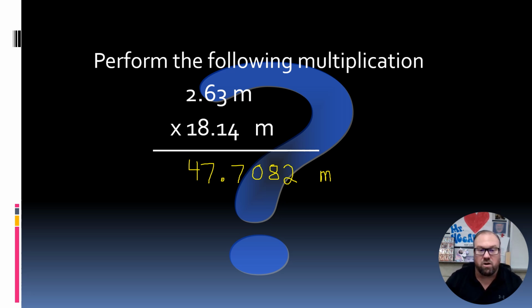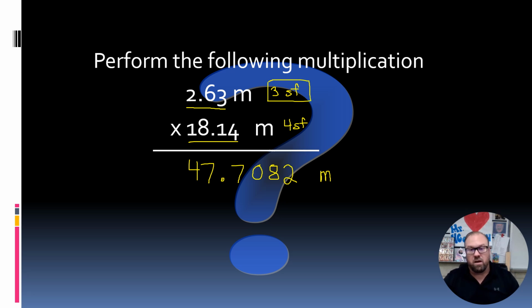Now, when we take a look, we're going to analyze our measurements individually for sig figs. So 2.63 is how many sig figs, class? That would be 3 sig figs, okay, 3 SFs. And then we have 18.14. How many sig figs is this measurement? It is 4 sig figs. So what are we going to round our final answer to for the product? We're going to round it to the third sig fig. So we count from the left. We've got sig fig number 1, 2, 3, and then 4.